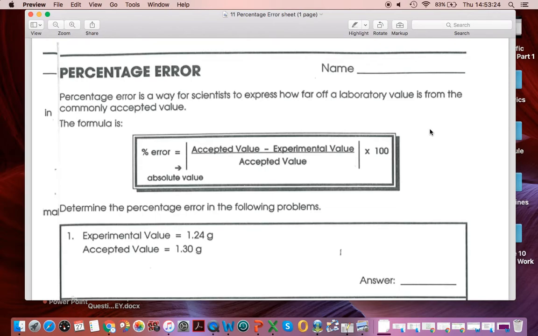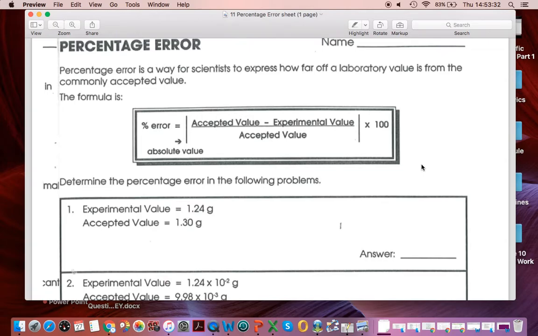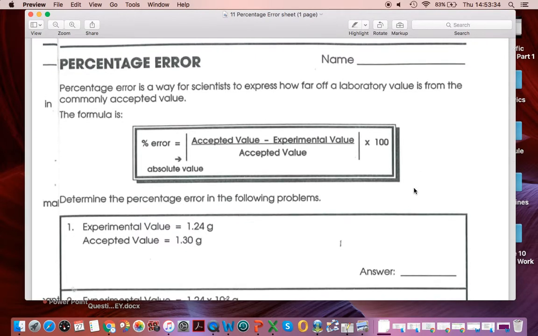Good day. In the last video, you learned a bit about percentage error. You get a reminder of it right here. This is a sheet we're going over. It should be in your notes package. It's not an assignment. And every so often, you'll run into questions that want percentage error.